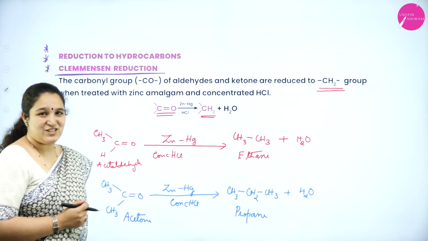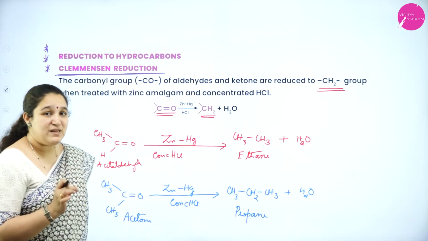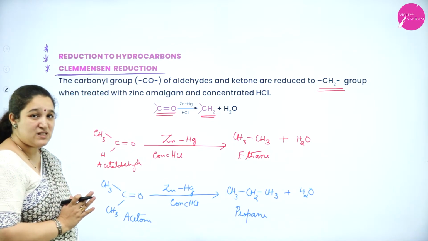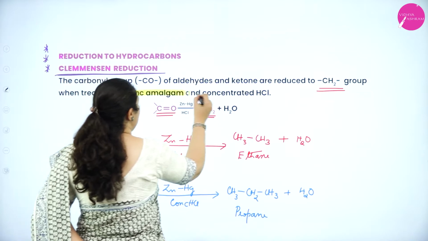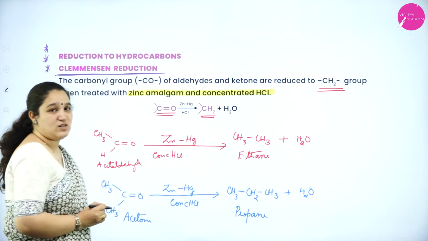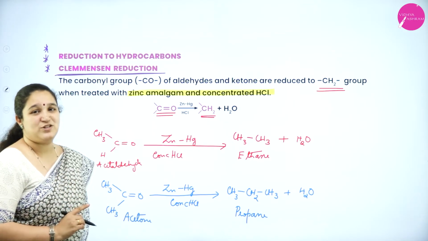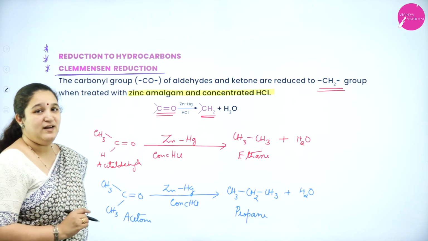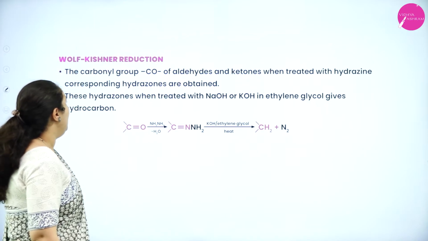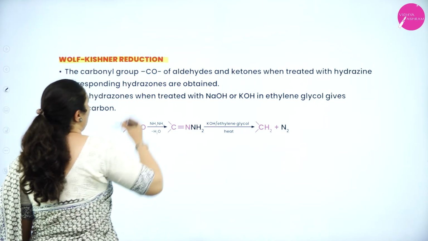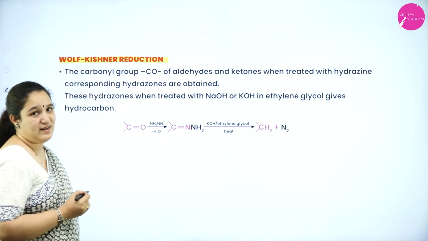So this reaction we call Clemmensen's reduction. And what is the catalyst that is used in Clemmensen's reduction? It is zinc amalgam and concentrated HCl. It is a very, very important question. Okay. Next we will see Wolff-Kishner's reduction. Again, this is a very important reaction.